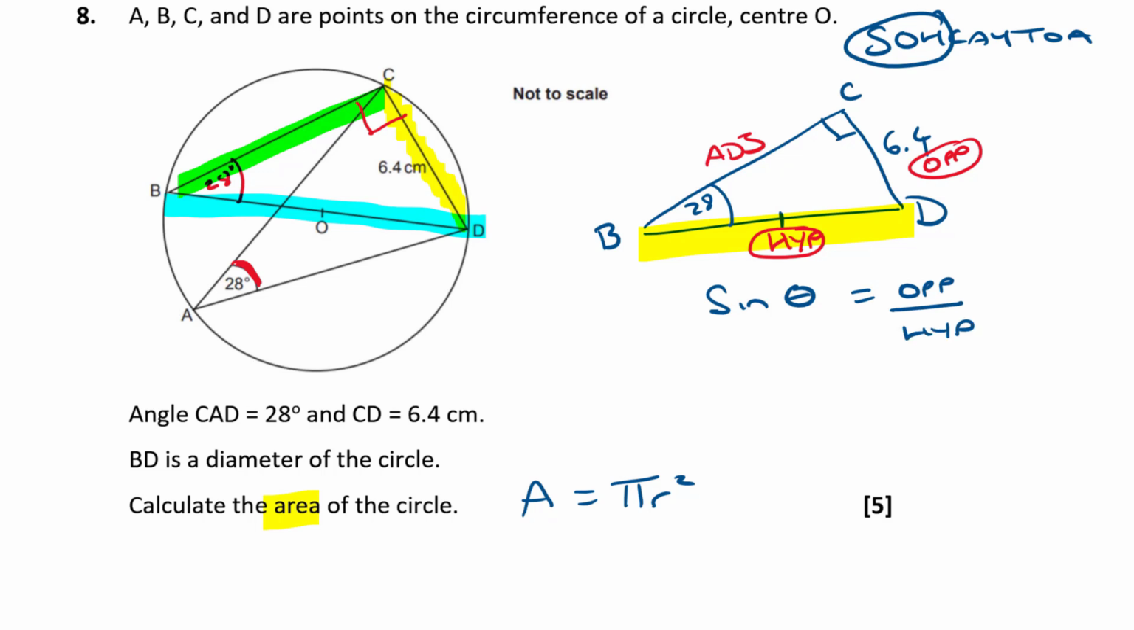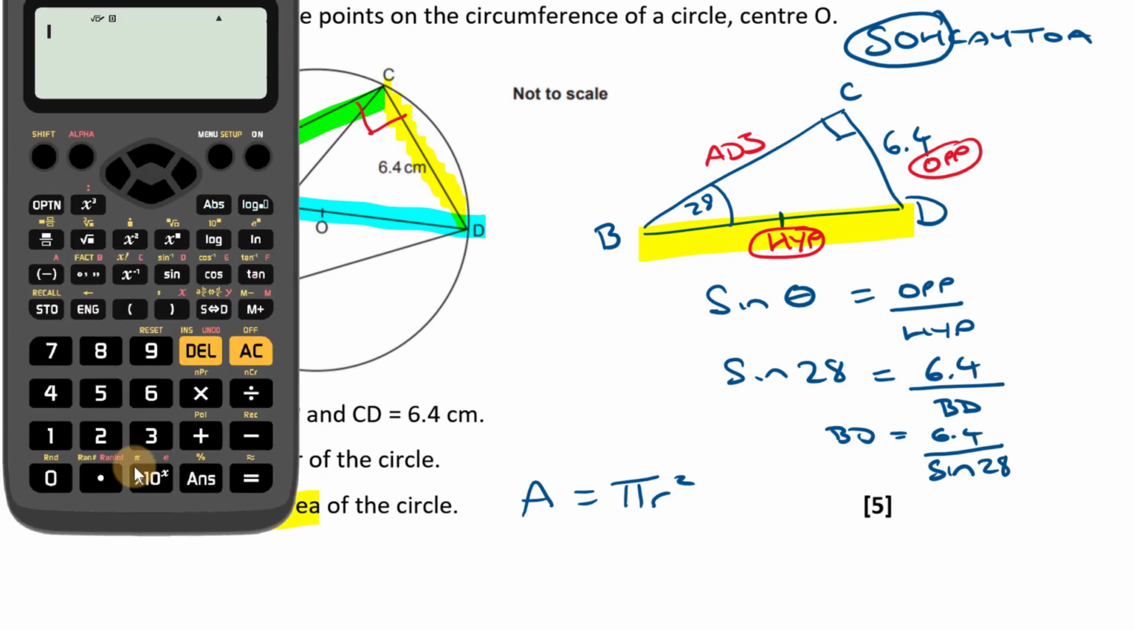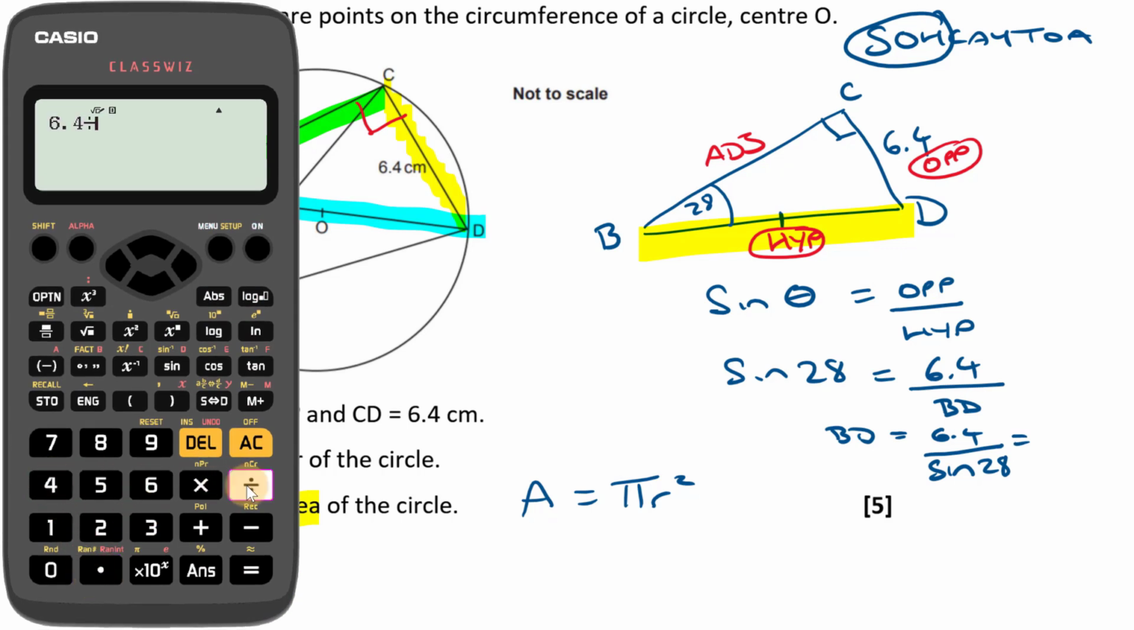So subbing in from my diagram, sine 28 is equal to opposite 6.4 divided by BD then, isn't it? The length BD. Okay, just going to call it BD. Rearranging, BD then is equal to 6.4 divided by sine 28, and then that is equal to what? 6.4 divided by sine 28 apparently is 13.6.